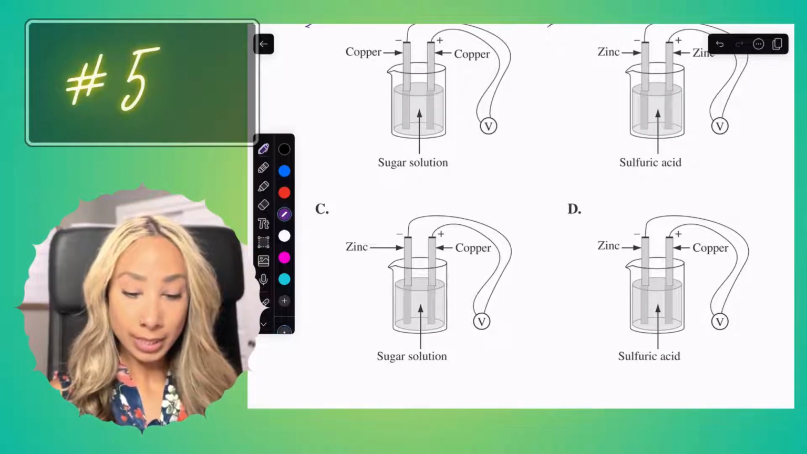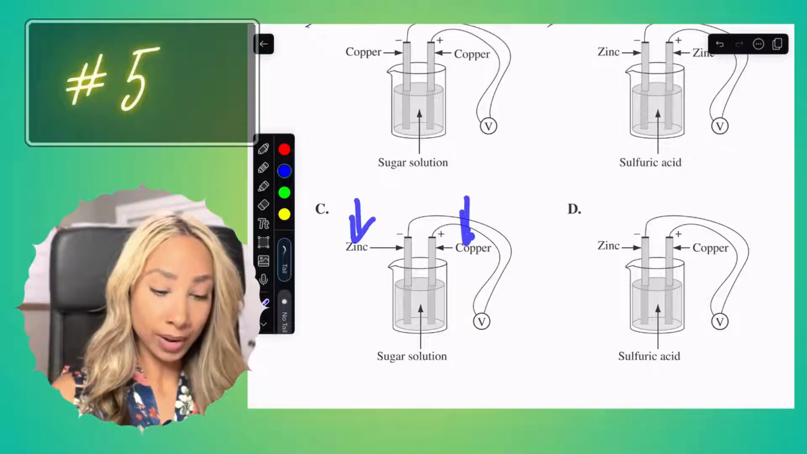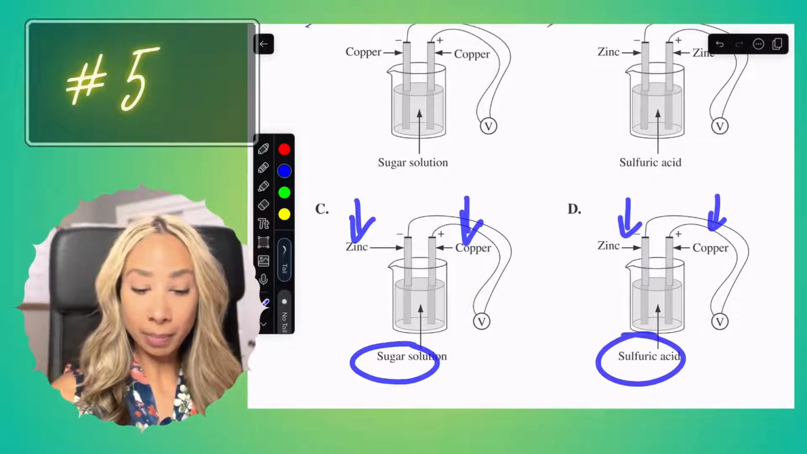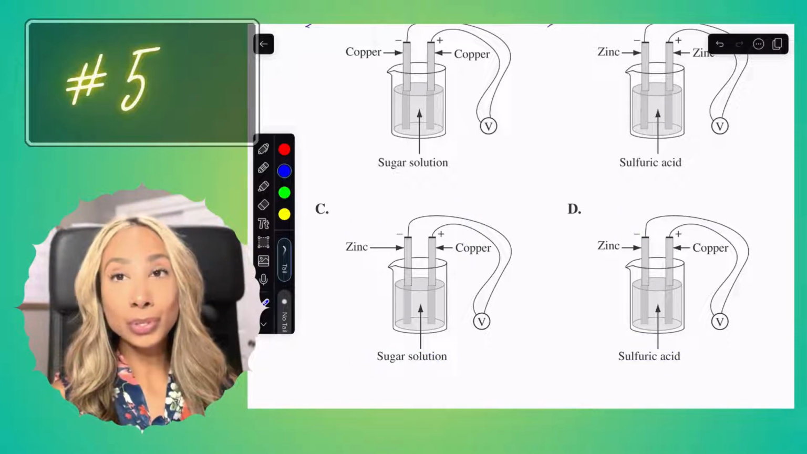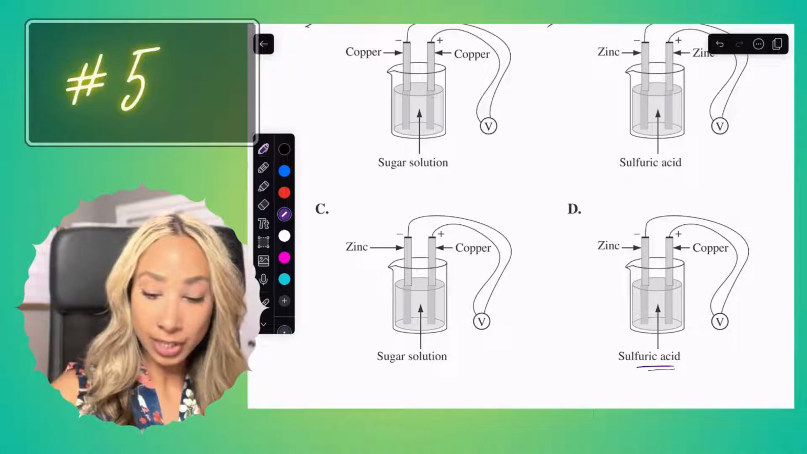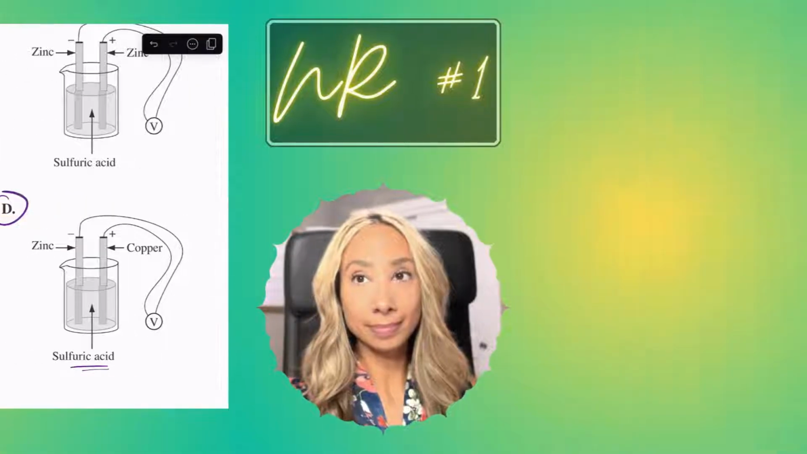Looking at option D and C, I like them. We know we've got two different electrodes. We've got our zinc and our copper. However, we need to be mindful of the solution. So the solution that's actually going to allow for electrons to be moved through is actually going to be an acid. So for this one, our answer is going to be D.